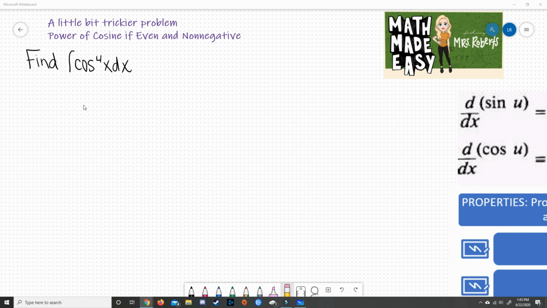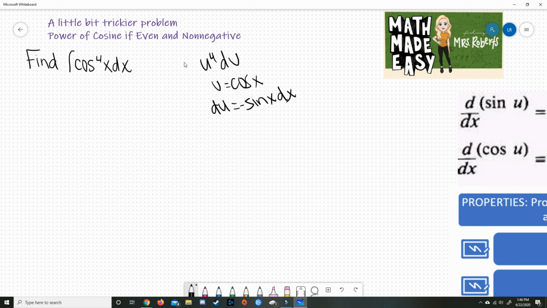Or a sine, it could be sine or cosine, but right now if I were to try u substitution, I would say that I'm going to end up with u to the fourth du, where u is cosine of x. But that's not going to work because du would then have to be negative sine of x. And I don't have a negative sine of x in here.